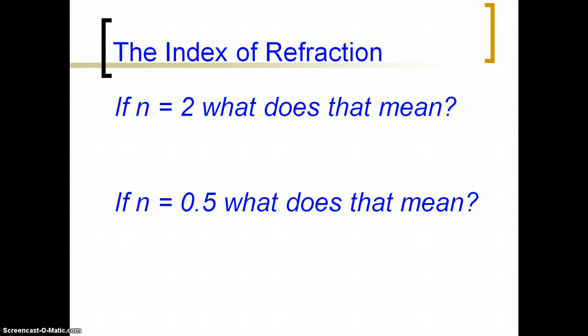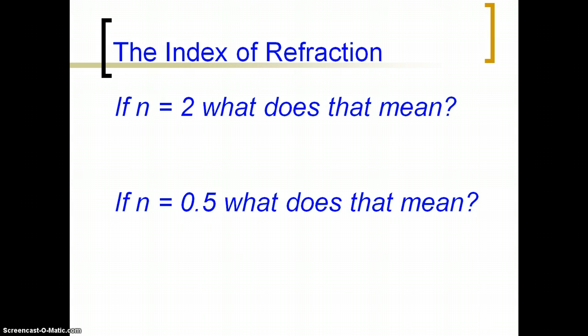All right, so if n is equal to 2, what does that mean? If n equals 2 and n is c divided by v, v is half the speed of light. If n is equal to 2, v would be half the speed of light. So whatever material the light is going through, its speed got cut in half because it was getting absorbed and then re-emitted, and that's probably a very dense material.